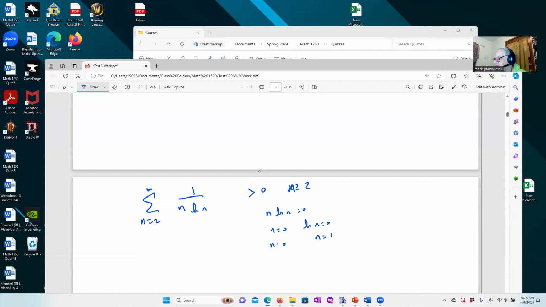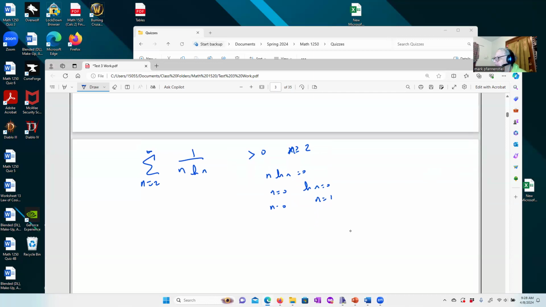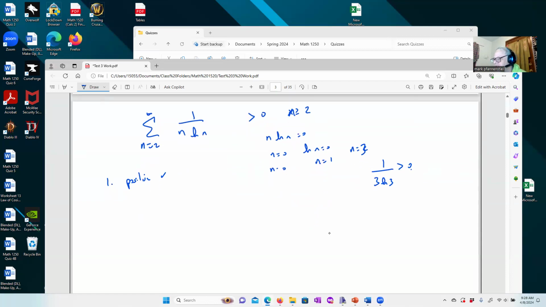Since both of these points are below 2, we only need to do one little test point. Pick something easy. If we pick any test point in the region after 1, that works. We'll pick 3 just for the sake of doing that. So we have 1 over 3 ln of 3. This is a positive number, so we're good with being positive. Is it positive? Sure, check.